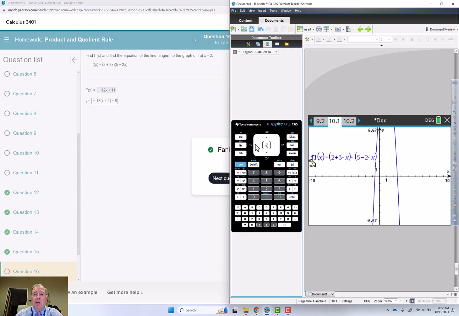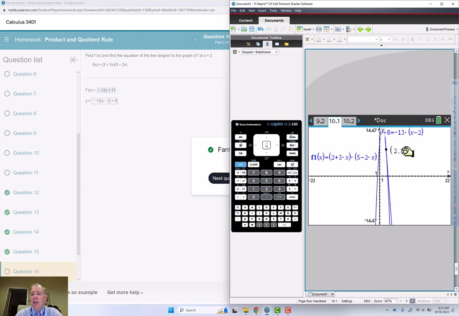So I'm going to go back to the graph page, hit tab, delete to get the equals relation or equals erased relation. y minus 8 equals negative 13 parenthesis x minus 2. And then I should have made this red, but we're going to go ahead and find the intersection, menu 6, 4, lower bound, upper bound. So I do get a tangent point, intersection at 2, 8. That concludes this video.